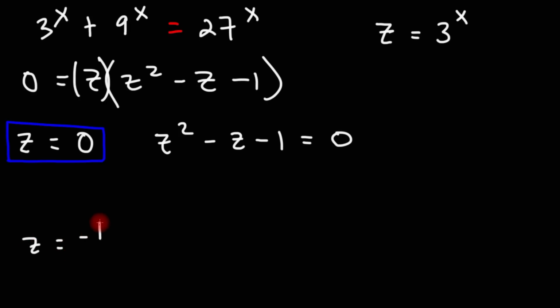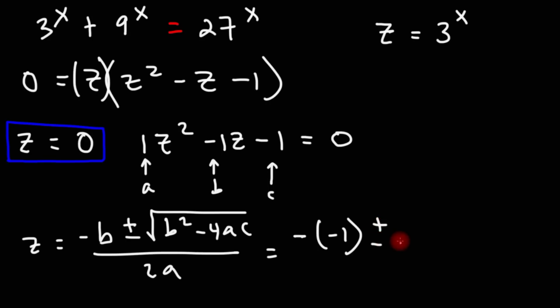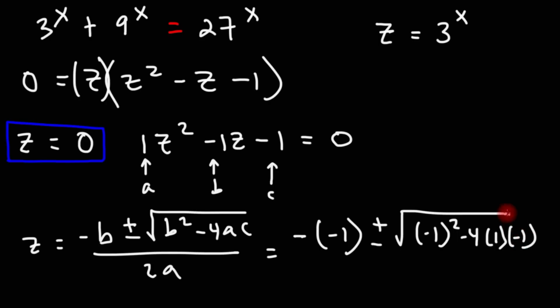Z is going to be equal to negative b plus or minus the square root of b squared minus 4ac, divided by 2a. A is the number in front of z squared, which is 1. B is the number in front of z, which is negative 1. And c is also negative 1. So this is going to be negative negative 1 plus or minus the square root of negative 1 squared minus 4 times 1 times negative 1, divided by 2a, or 2 times 1.